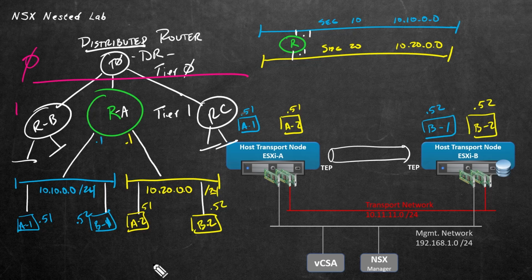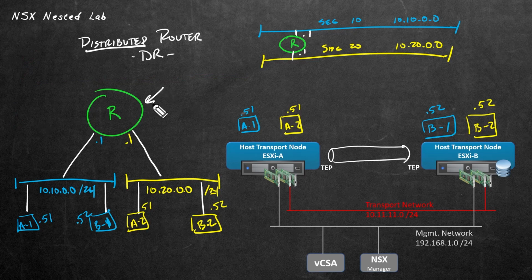So for our initial example here of setting up a simple distributed router, we're just going to set up a tier 1, and that'll be this router right here. So it'll be an example of setting up a tier 1 router for the local routing between 10.10.0 and 10.20.0.